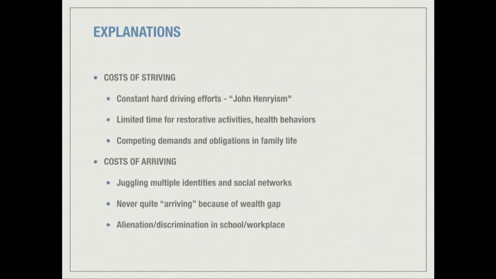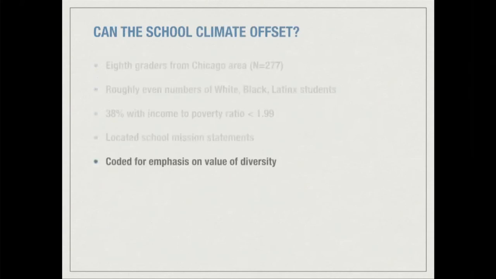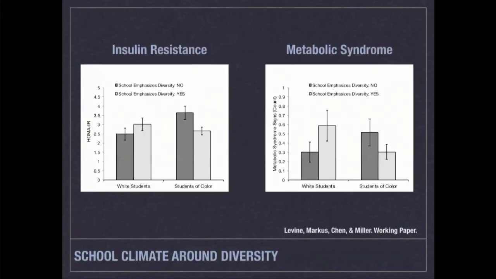Consistent with this sort of climate or environmental explanation, we've been doing some longitudinal work with students of color in middle school here in Chicago. And one of the things that we found that's been pretty strong is that for students of color in middle school, how the school and the school district message values about diversity seems to be associated with physical health outcomes. So here are some interesting data that are kind of hot off the press, where we're looking at insulin resistance and metabolic syndrome in 8th graders at the school level.